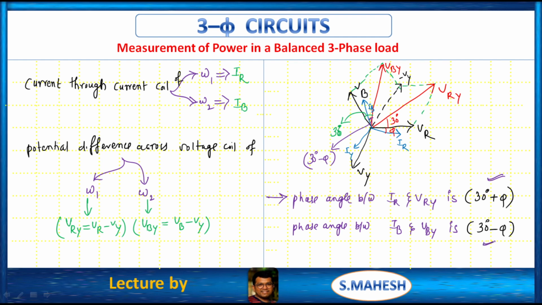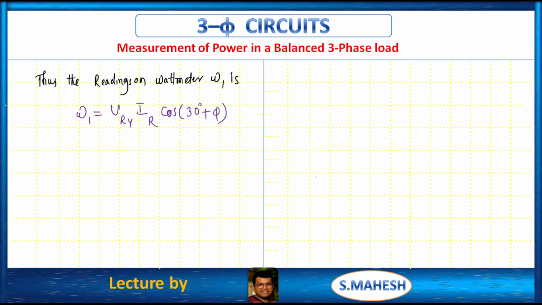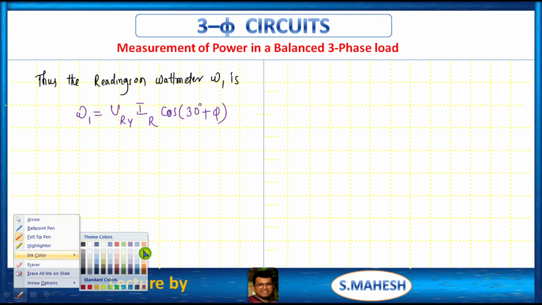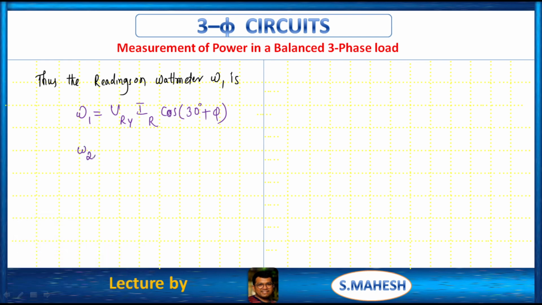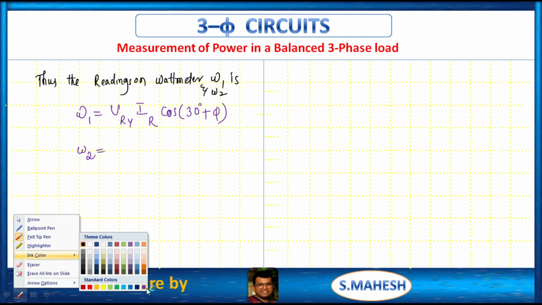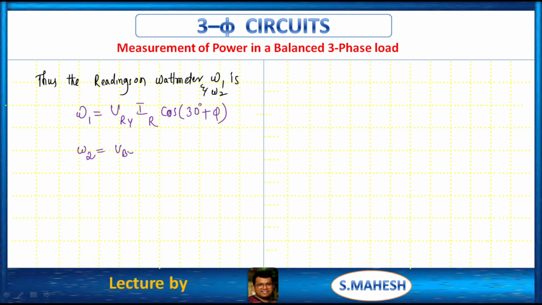Like that, W2 is Vby into Ib into cos of 30 minus 5. We can write, okay, the reading on wattmeter W2 is Vby, Ib cos of the angle between Vby and Ib, 30 minus 5. That's it, right?